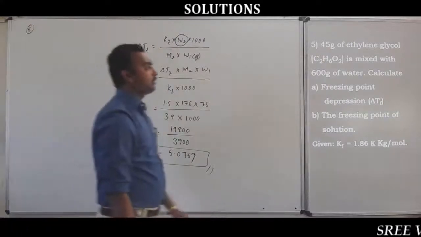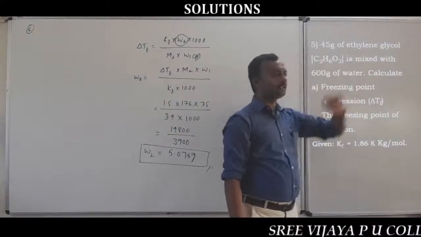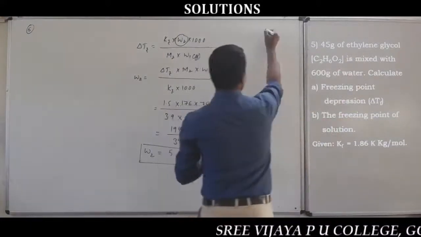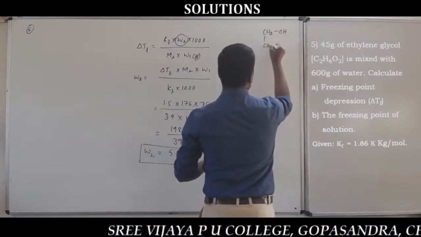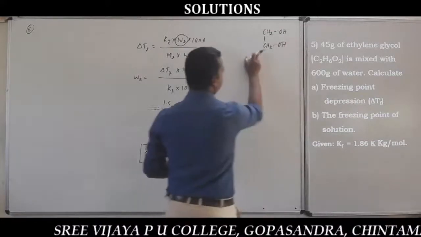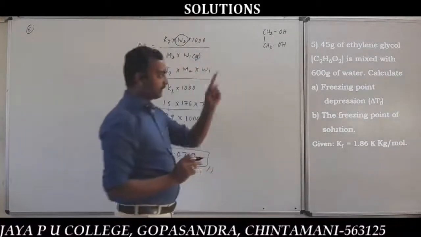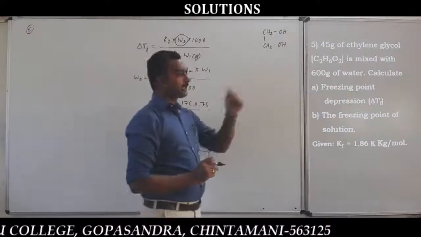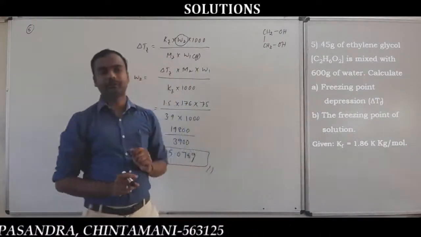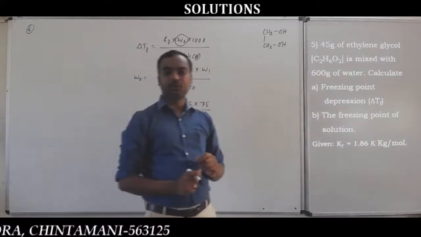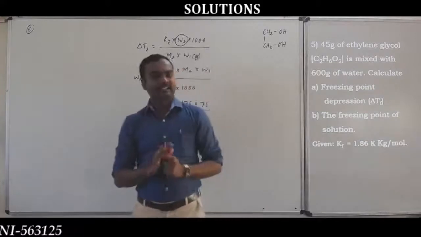Problem number 5. 45 gram of ethylene glycol is mixed with water. Ethylene glycol is nothing but an alcohol, with formula CH2OH. This is ethylene glycol, molecular formula C2H6O2, a molecule already given in the problem. It is dissolved in water. Remember, alcohols dissolve in water. The water is acting as a solvent because of the formation of hydrogen bonding with water. Alcohols easily form hydrogen bonds with water, hence they easily dissolve in water.